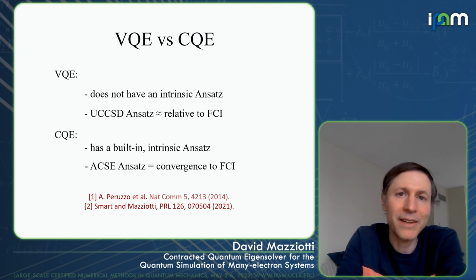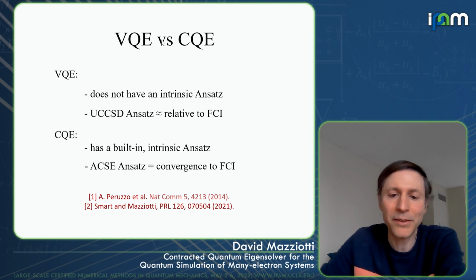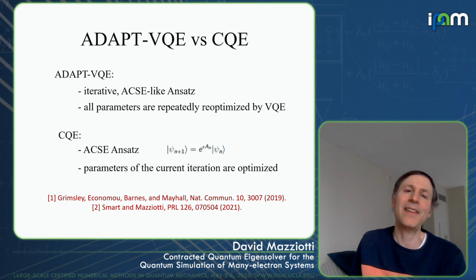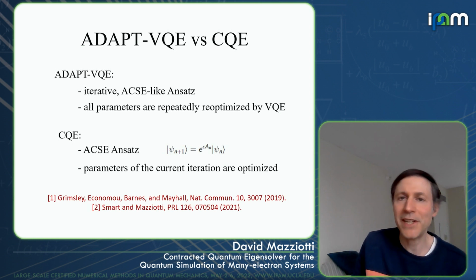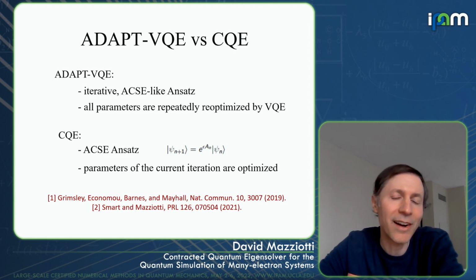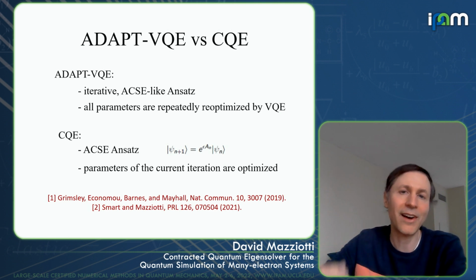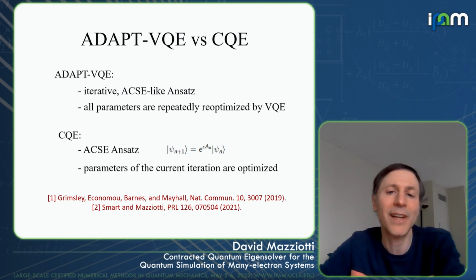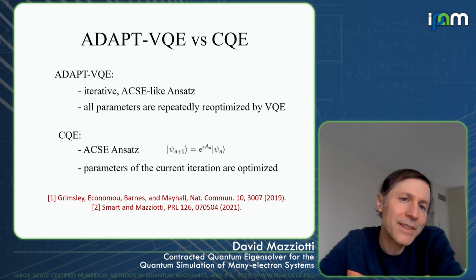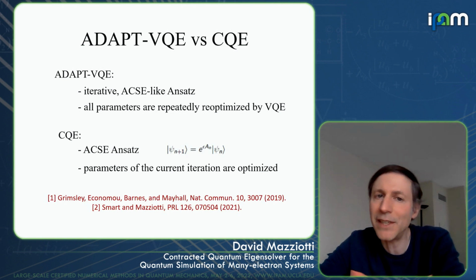Now, we can also compare this to the AdaptVQE algorithm. And in the AdaptVQE, it shares some of the properties of the CQE algorithm. So it is iterative, and it also uses an ACSE-like Ansatz. So it actually borrows an Ansatz similar to that in the ACSE literature. The main difference, however, is that in the AdaptVQE, it's still a VQE algorithm. It's still a variational quantum eigensolver.